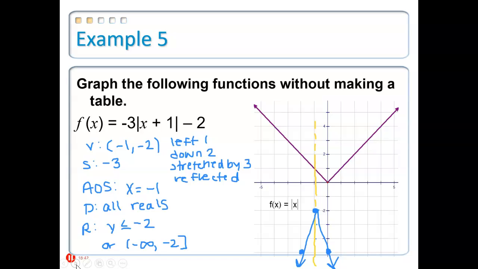Remember, if you're going to use the infinities, the negative is always on the left, the positive is always on the right. I could not write -2 to -infinity. That's illogical and unaccepted.